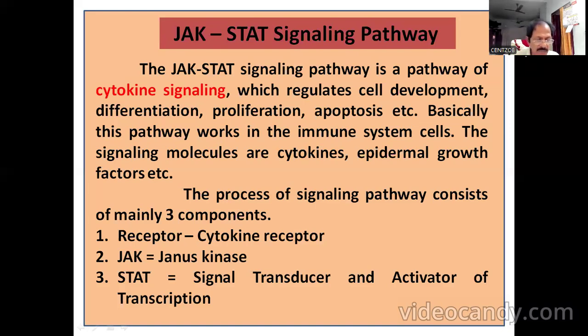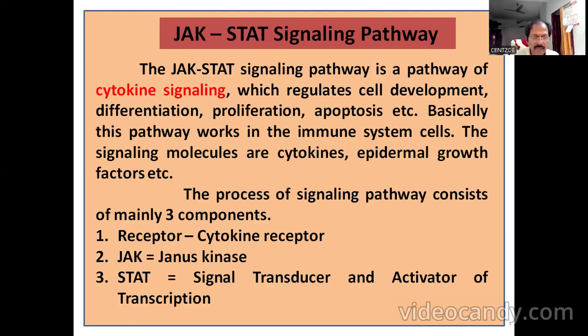Today we will be talking about the JAK-STAT signaling pathway. The JAK-STAT signaling pathway is a pathway of cytokine signaling which regulates development, differentiation, proliferation, apoptosis, etc. Basically, this pathway works in the immune system cells. The signaling molecules are cytokines, epidermal growth factors, etc. So, similar to other signaling pathways, here there is a ligand, a receptor, signal transducers, etc. Here the ligand is cytokine, epidermal growth factor, etc.